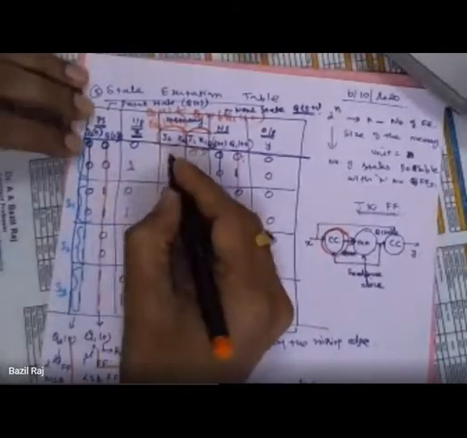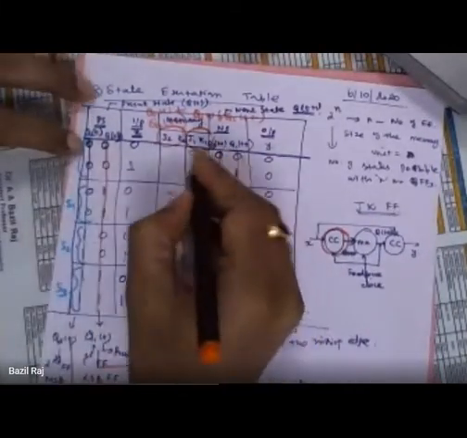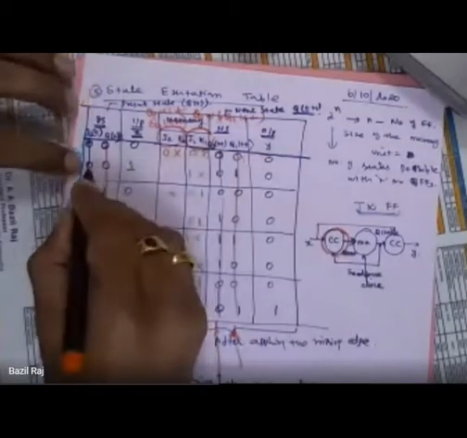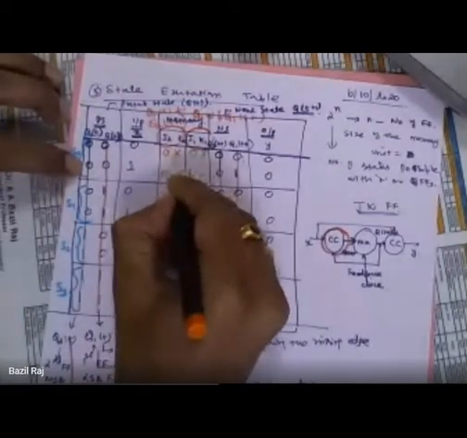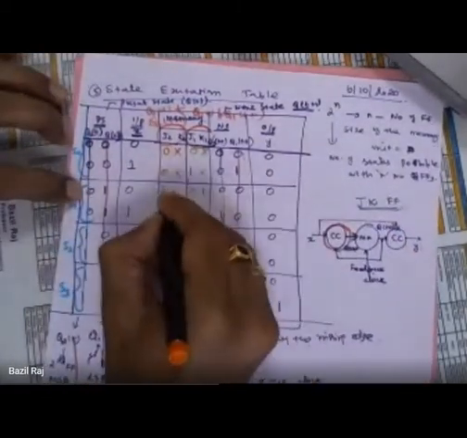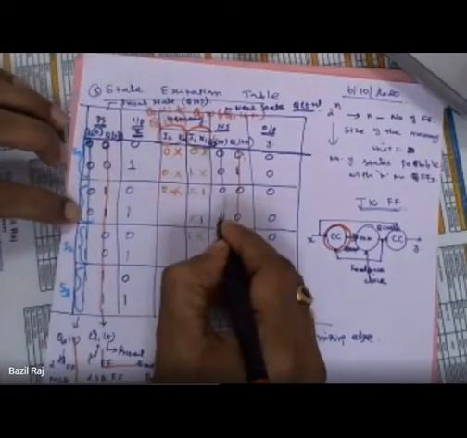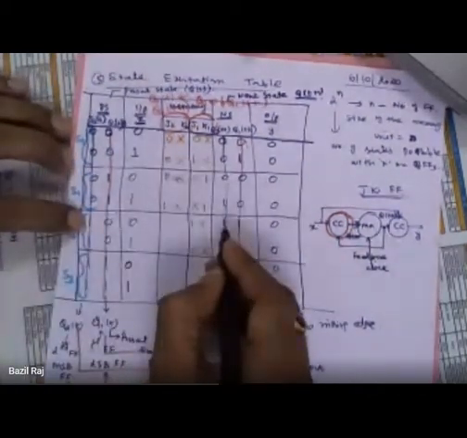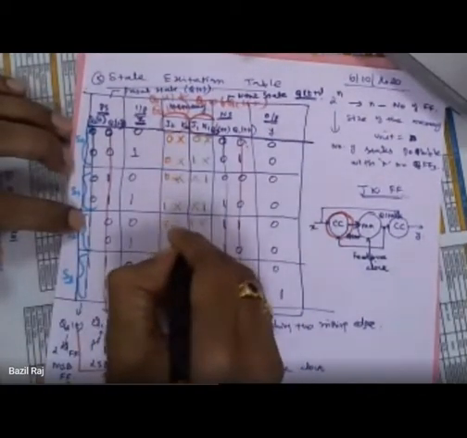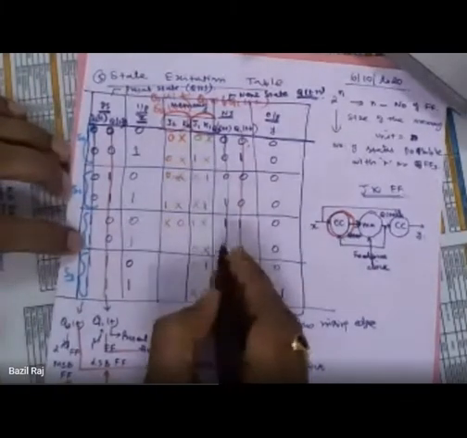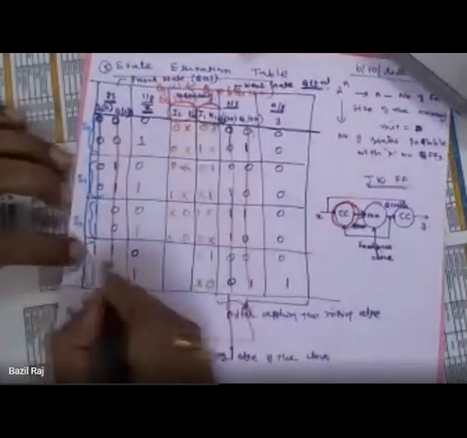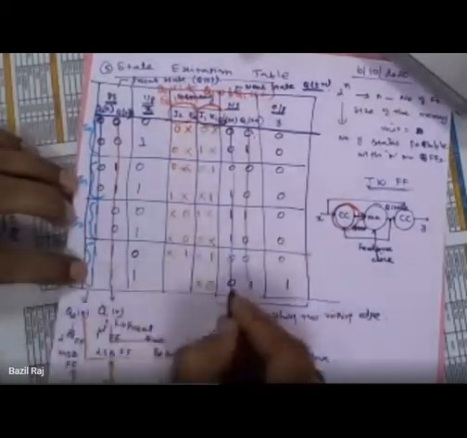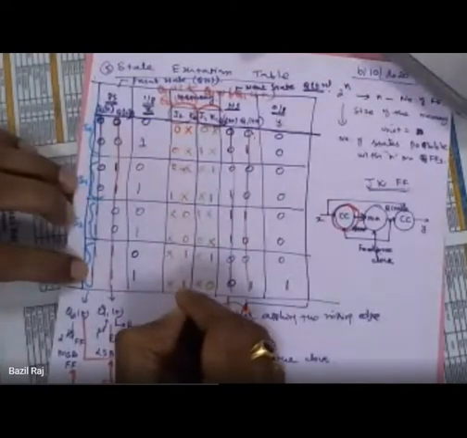Tell me for J2 K2: 0 to 0, 0 don't care. 0 to 0, 0 don't care. 0 to 1, 1 don't care. 1 to 1, don't care 0. Then 1 to 1 again, don't care 0. 1 to 0, don't care 1. 1 to 0, don't care 1. That's all.